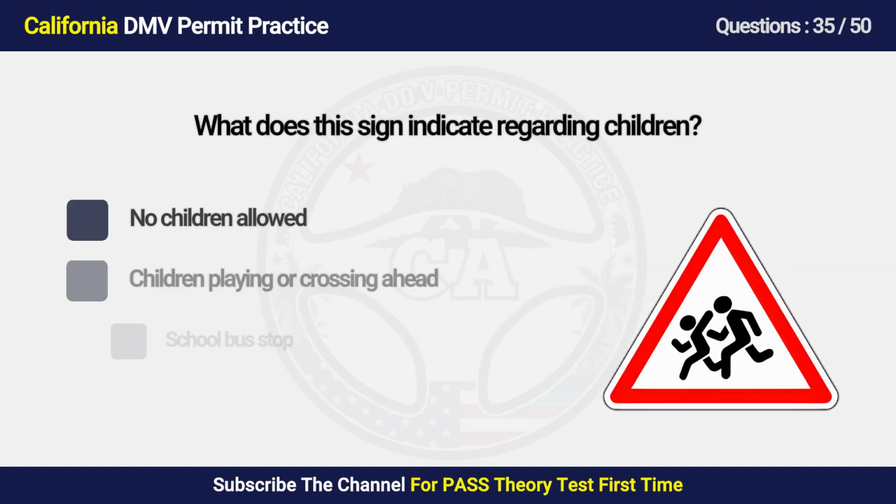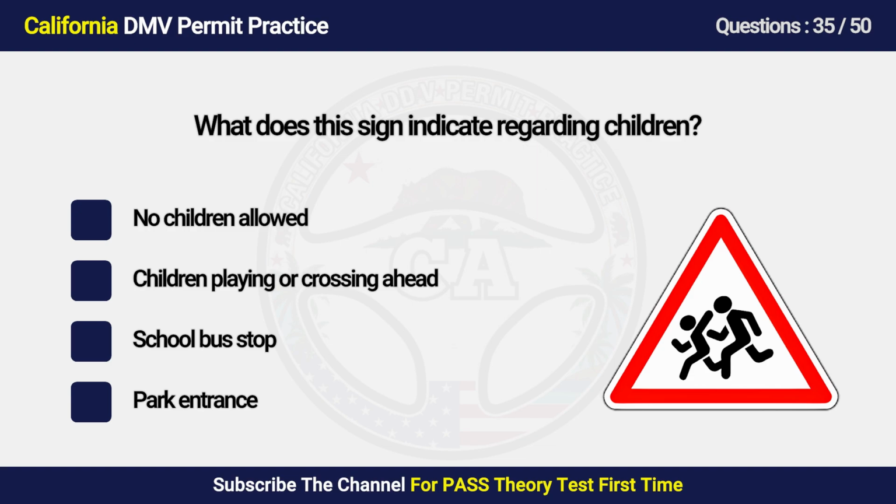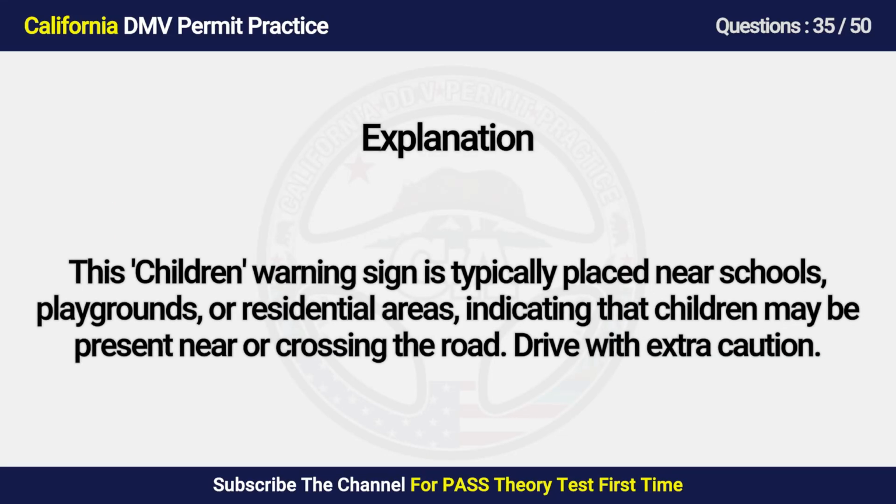Question 35. What does this sign indicate regarding children? A, no children allowed, B, children playing or crossing ahead, C, school bus stop, D, park entrance. Answer is B, children playing or crossing ahead. This children warning sign is typically placed near schools, playgrounds, or residential areas, indicating that children may be present near or crossing the road. Drive with extra caution.